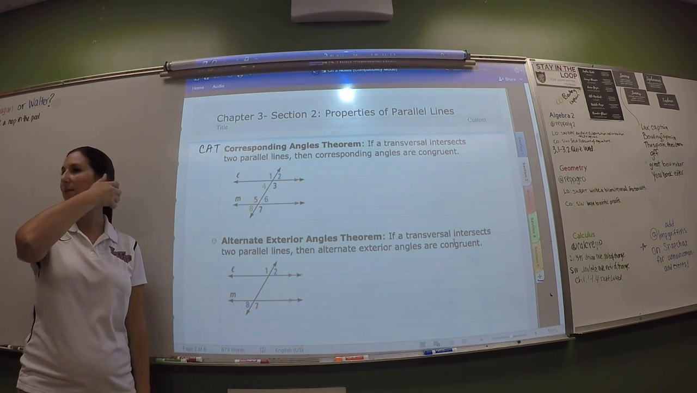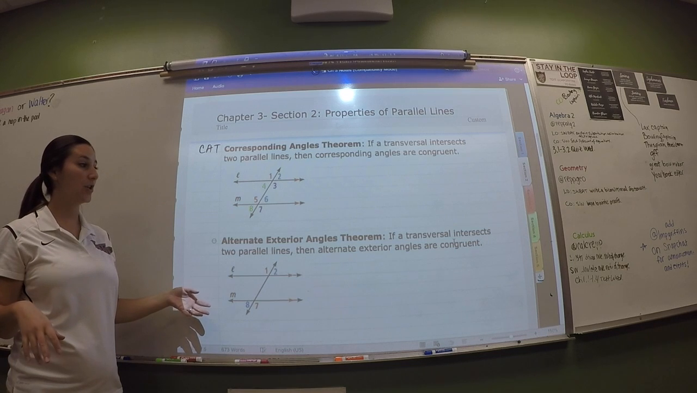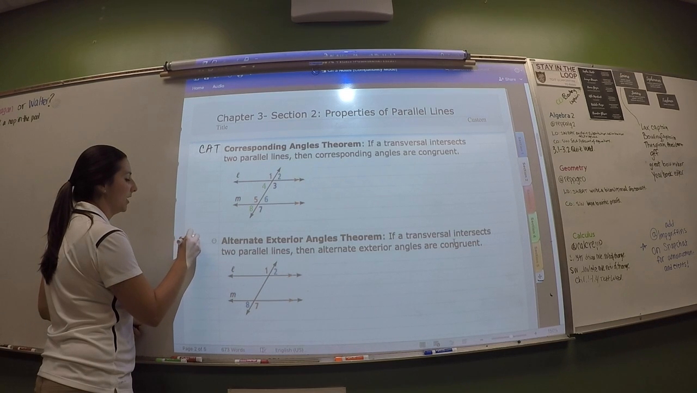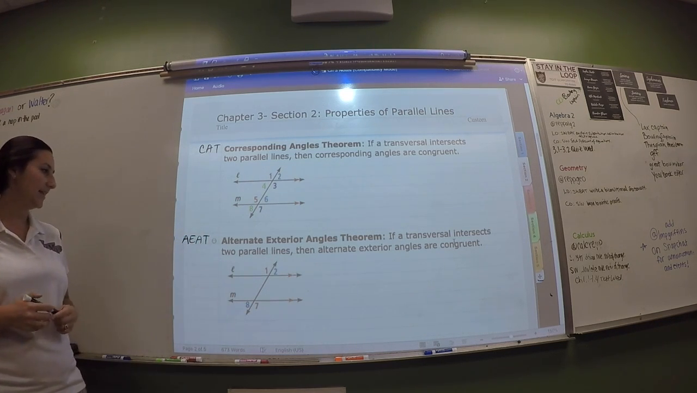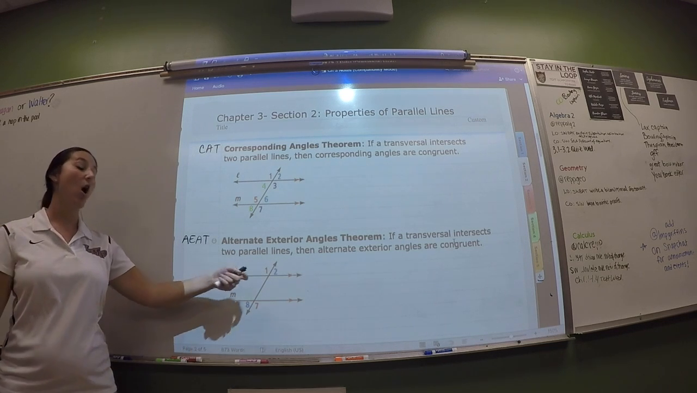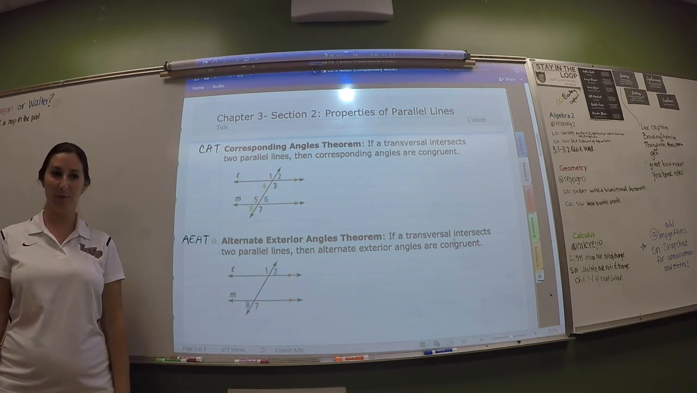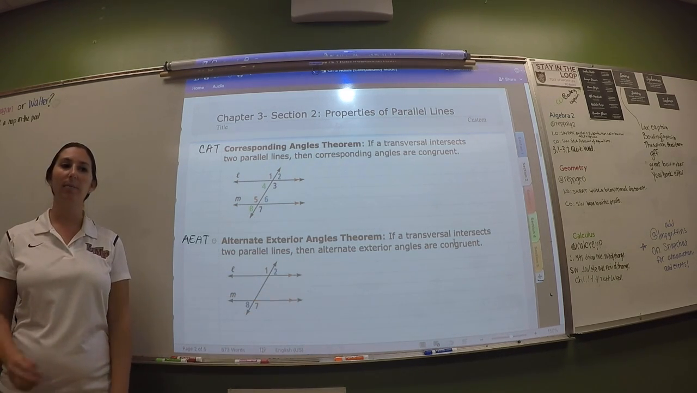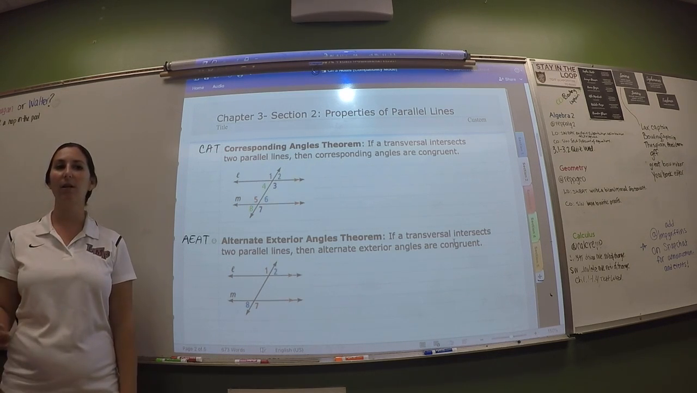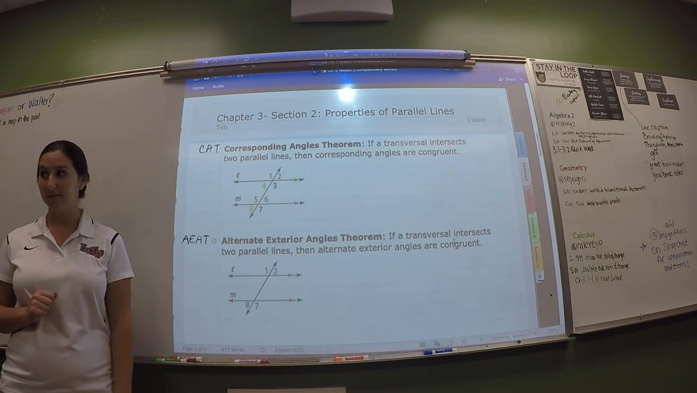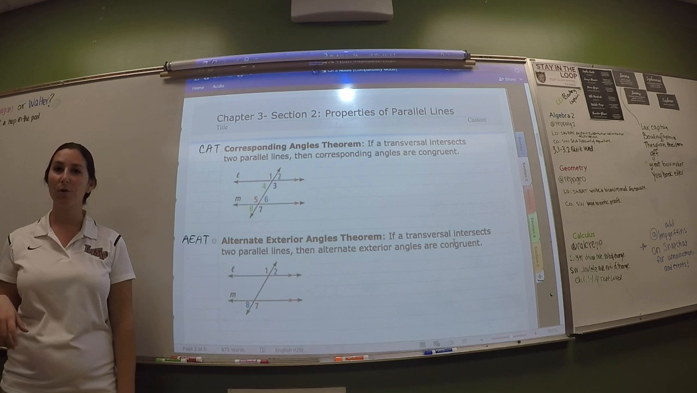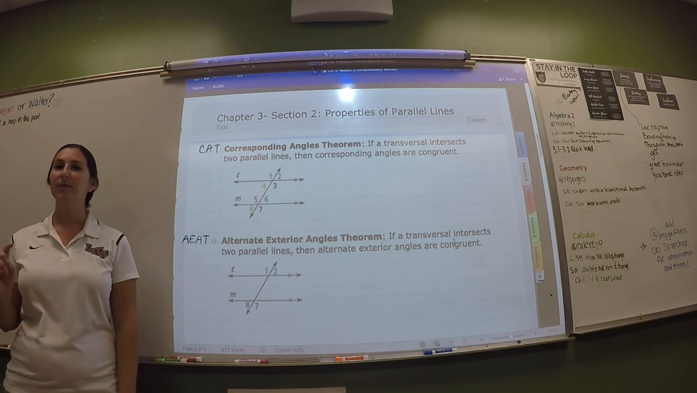I think this is the last theorem for a little while: the alternate exterior angle theorem. We're going to abbreviate it AET. It says alternate exterior angles will also be congruent if you have a transversal going through two parallel lines. So lots of stuff is congruent. Make sure you're not confusing the things that are congruent and the things that are supplementary. Alternate interior angles, alternate exterior angles, and corresponding angles are all congruent. Same side interior and linear pair angles are supplementary.